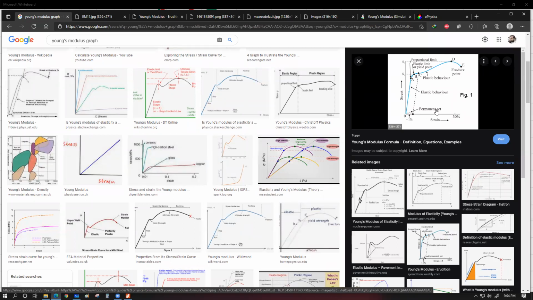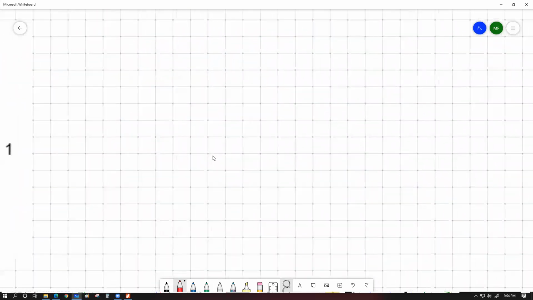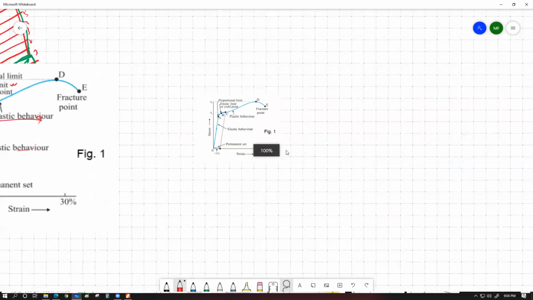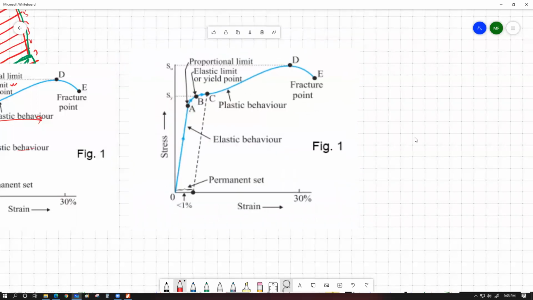Okay, let me paste it once again. Notice one thing: what you can see, this is actually a wire, this is actually a diagram for a metallic substance which actually has a large plastic region. Large plastic region means that it can undergo a very huge amount of plastic deformation or permanent deformation for a significantly large amount of load.